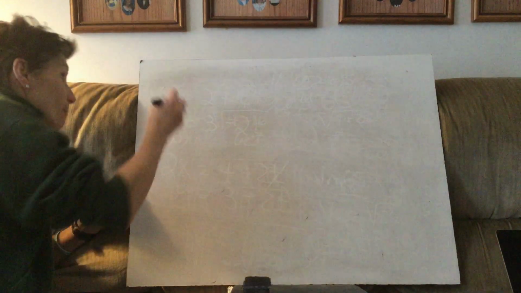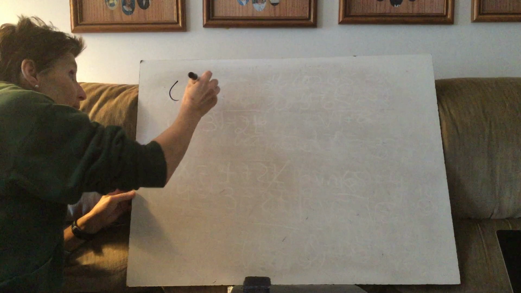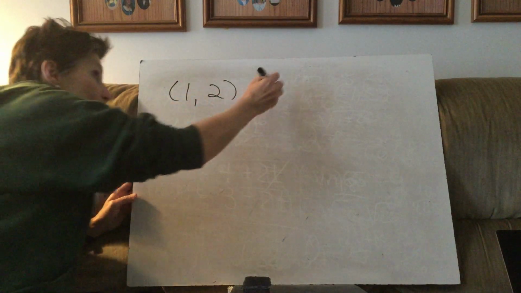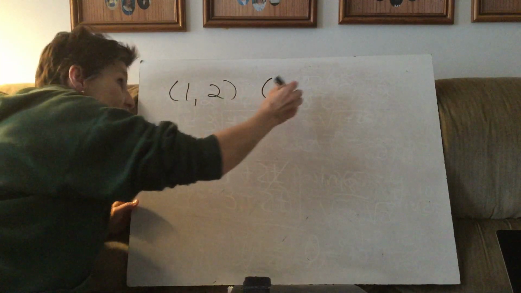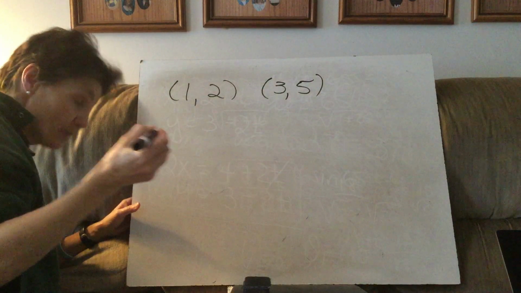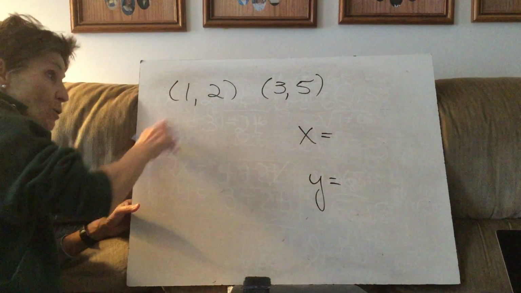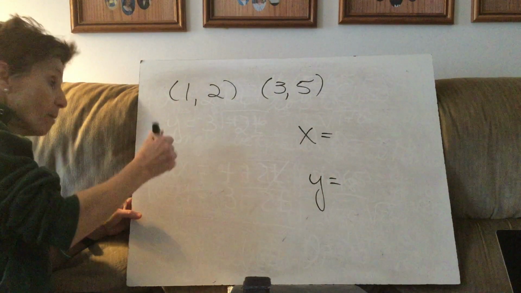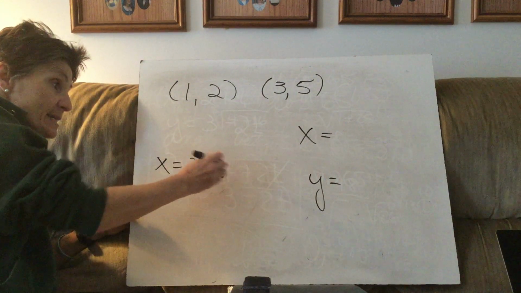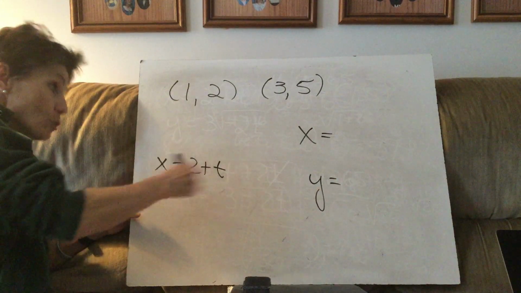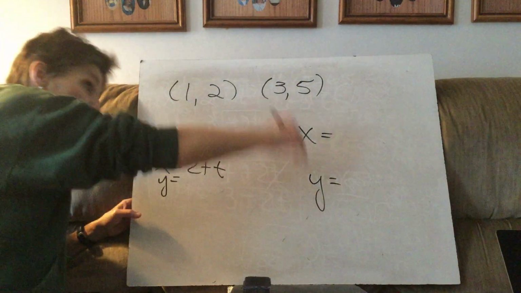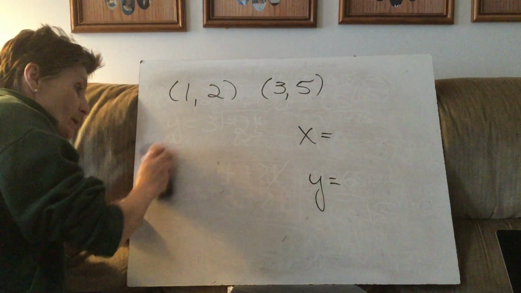Now the next problem is sort of the same thing but backwards. Because now you are going to write the parametric equations. So you know those equations that we started with in the last problem, like x equals 2 plus t and y equals whatever? Those were parametric equations. You're going to come up with those now.